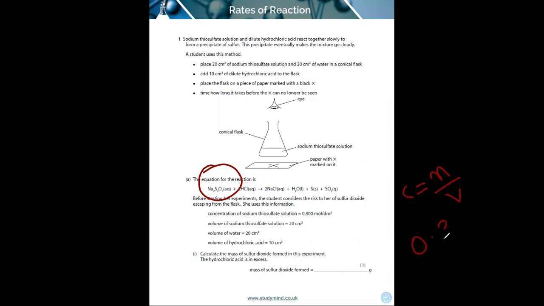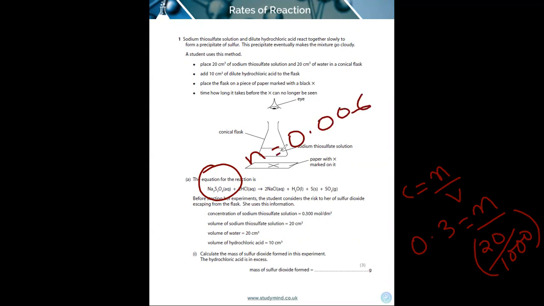Concentration is 0.3. The number of moles we don't know. And the volume is 20 centimeter cube. We have to change that into dm cube by dividing it by 1,000. So to do this, you're going to do 0.3 multiplied by bracket 20 divided by 1000. When you do that, you will get your moles as 0.006. Now that you have your moles of sodium thiosulfate, you need to figure out what are the moles of sulfur dioxide. So look at the ratio. What is the ratio between sodium thiosulfate and sulfur dioxide?